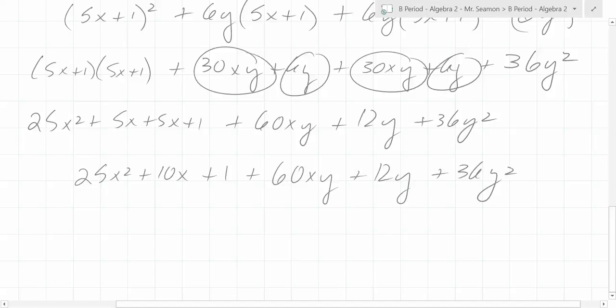Are there any like terms there? Are any terms that have the same variable part raised to the same power? Nope. And then you're done. That's fine. There it is.